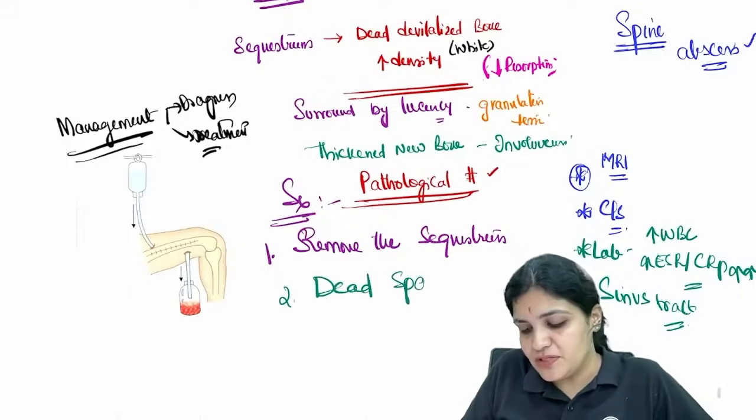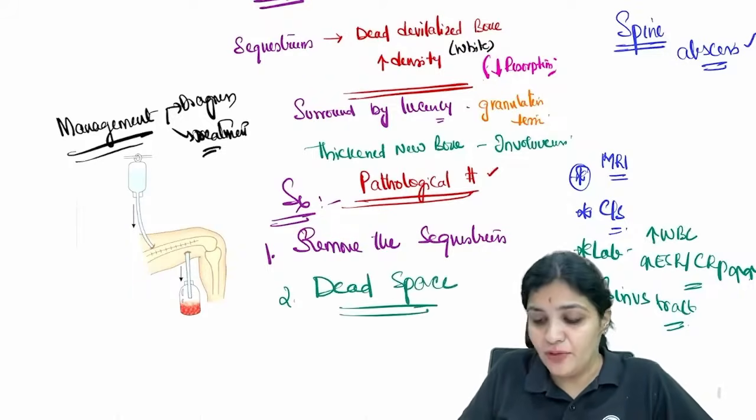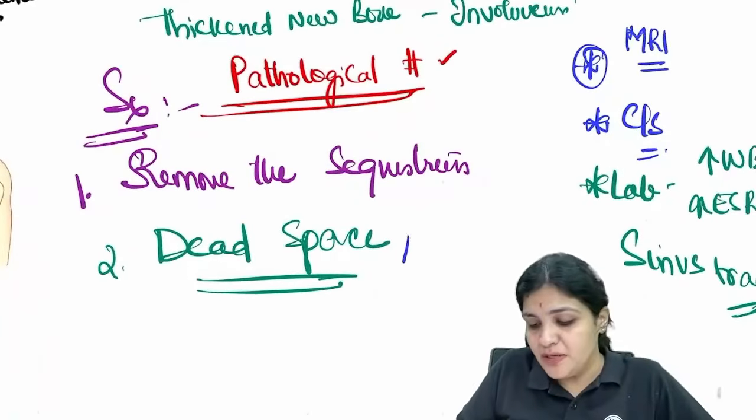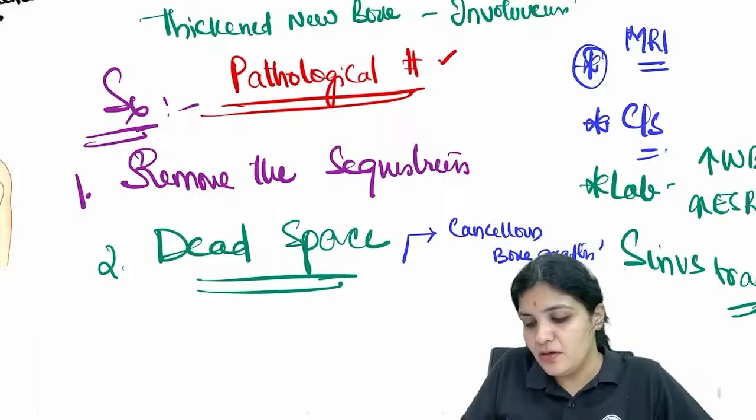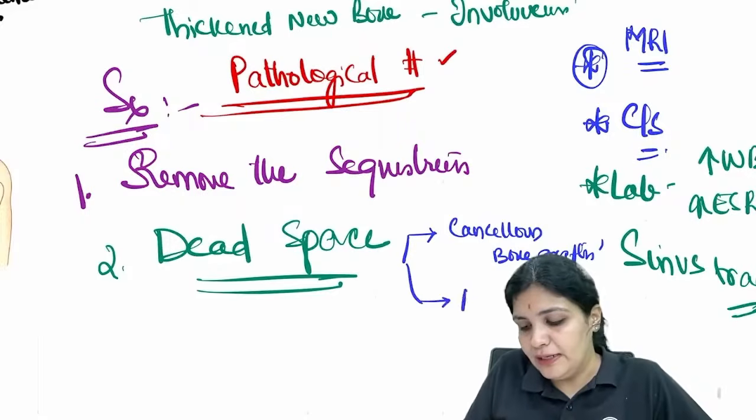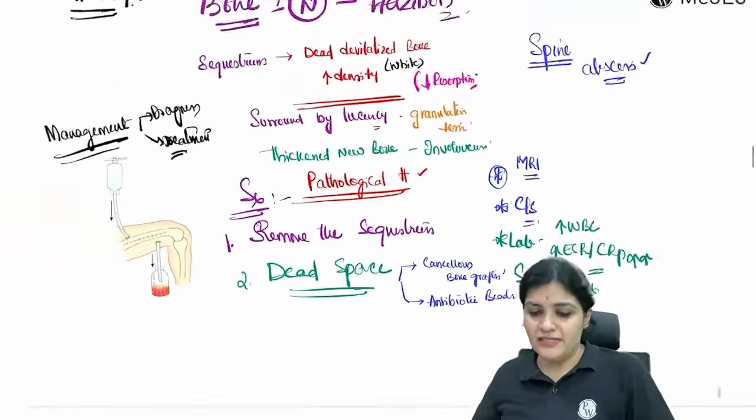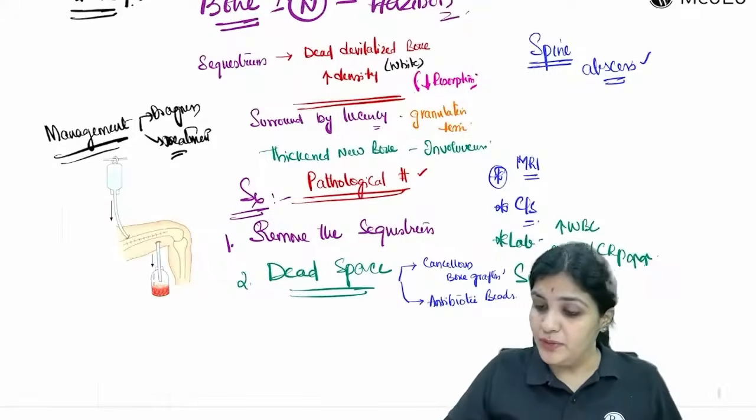And second is dealing with the dead space. So once you remove the sequestrum, there is a dead space. So how do you deal with the dead space? So the dead space, you can either put a cancellous bone graft, right? Or you can put antibiotic beads. So now let us discuss how we are going to deal with this sequestrum.